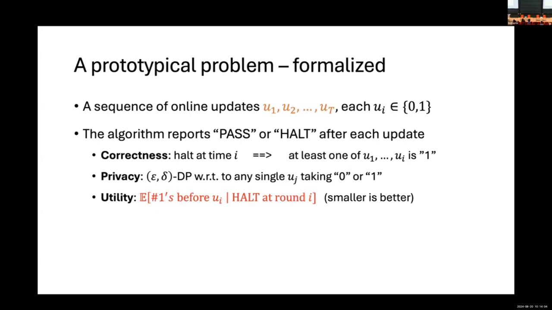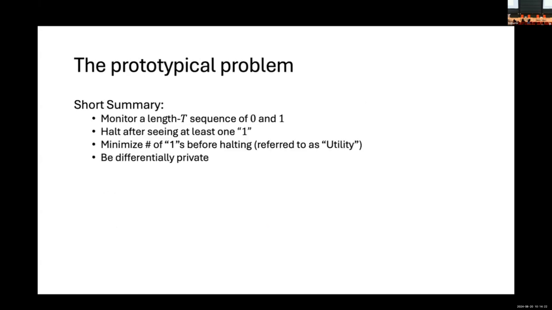And to measure utility, let's say your algorithm halts at around time I, which is itself a random variable, and we want to minimize the number of ones you have seen so far. So clearly, smaller is better. The question is, fixing these relevant parameters of interest, what is the optimal utility? So just a quick summary. We want to monitor a sequence of 0s and 1s, halt after seeing at least one 1, minimize the number of 1s before halting, and be differentially private.